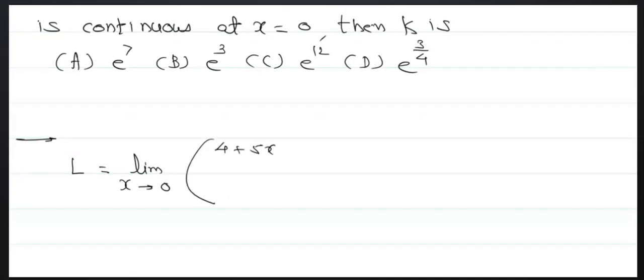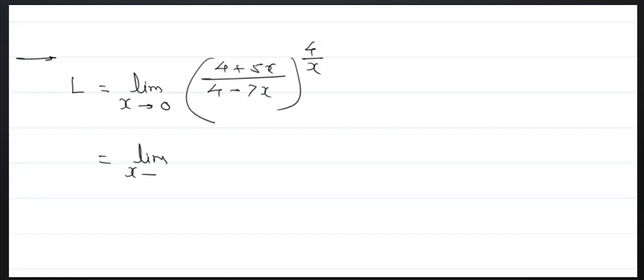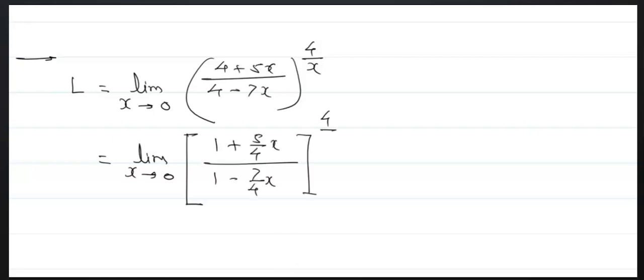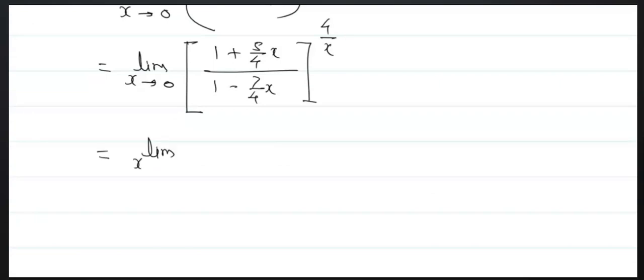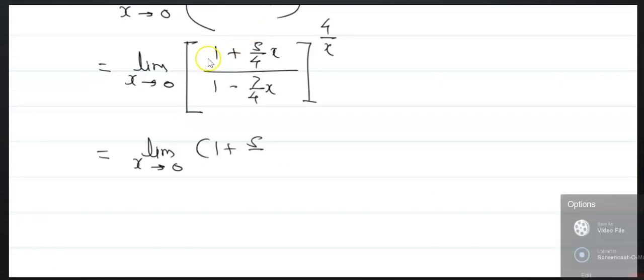L is equal to limit x tends to 0, (4 plus 5x upon 4 minus 7x) bracket to the power 4 upon x. Divide numerator and denominator by 4. Very interesting example. Divide numerator and denominator by x. That is, you will get (1 plus 5 upon 4x) whole divided by (1 minus 7 upon 4x) and bracket to the power 4 upon x.